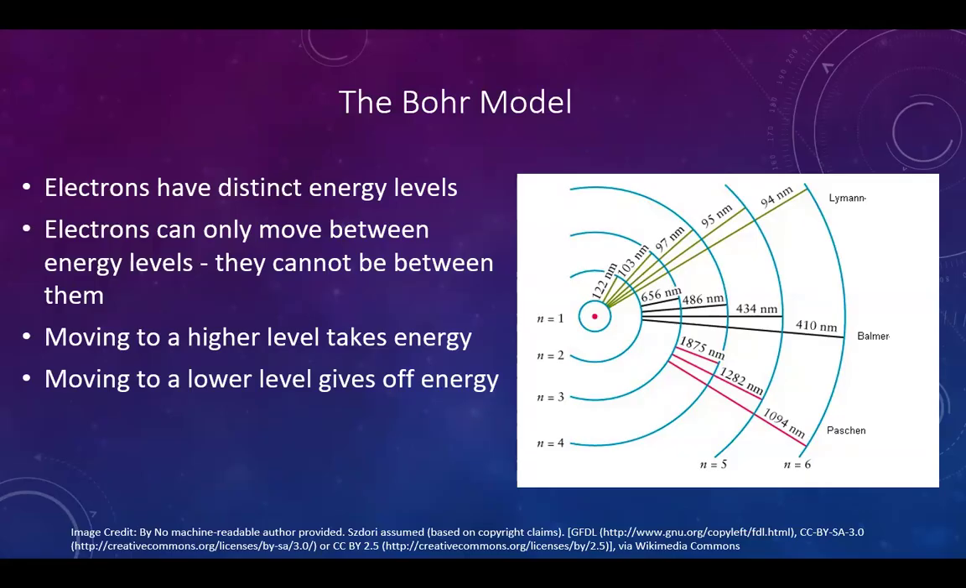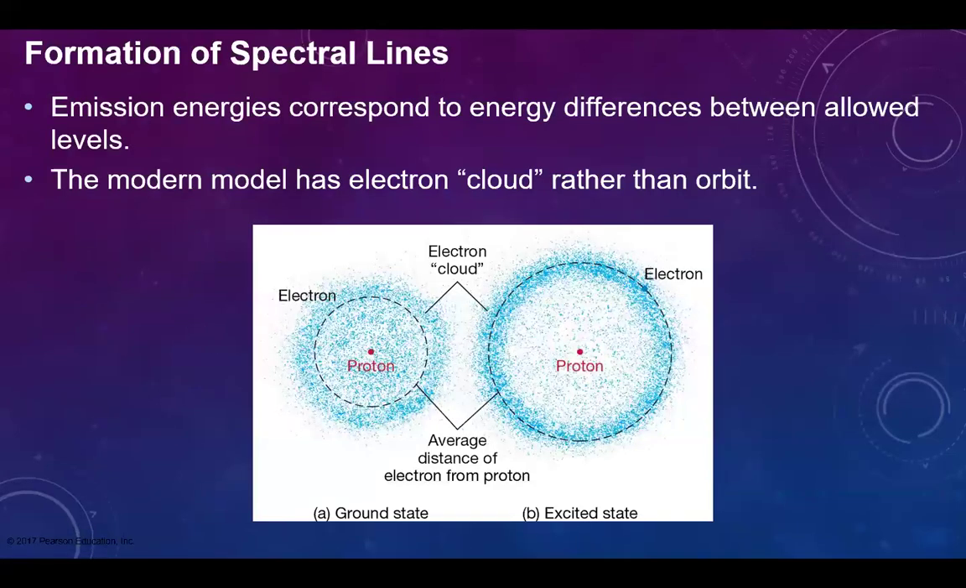So what we actually see is the Balmer series here. This is the distinct red line that's pretty common. So moving to a higher energy level takes energy, moving to a lower level gives it off. And so emission energies correspond to energy differences between energy levels.